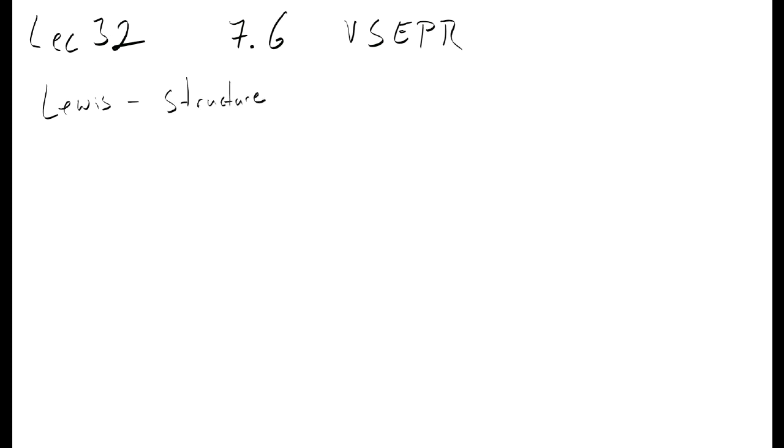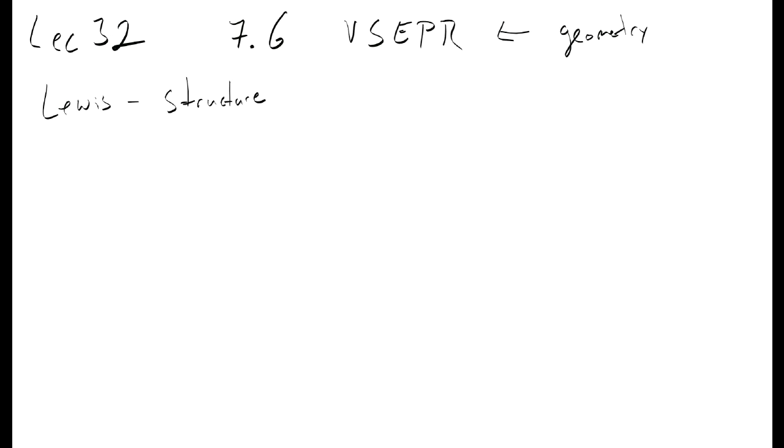It lets us tell which atoms are connected to which and how they're connected. It tells us about non-bonding pairs and double bonds and things like that. VSEPR is all about geometry. Okay? So that is to say, what is the actual shape of the molecule in 3 dimensions?